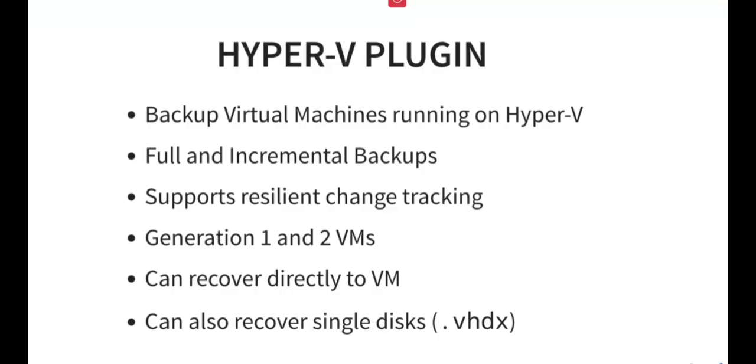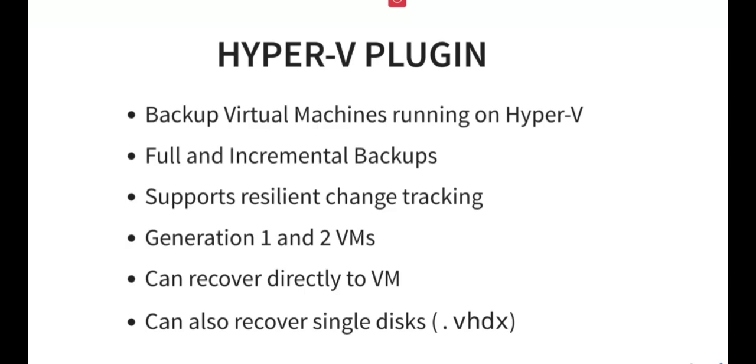So I have just one slide on the Hyper-V plugin. We do have the Hyper-V plugin now. It can back up virtual machines that are running on Microsoft Hyper-V. It can do both full and incremental backups. It uses resilient change tracking, which is in the end like change block tracking in VMware. So it understands what blocks of the virtual device have been used at all and will not back up any unused blocks, which usually saves a lot of space.